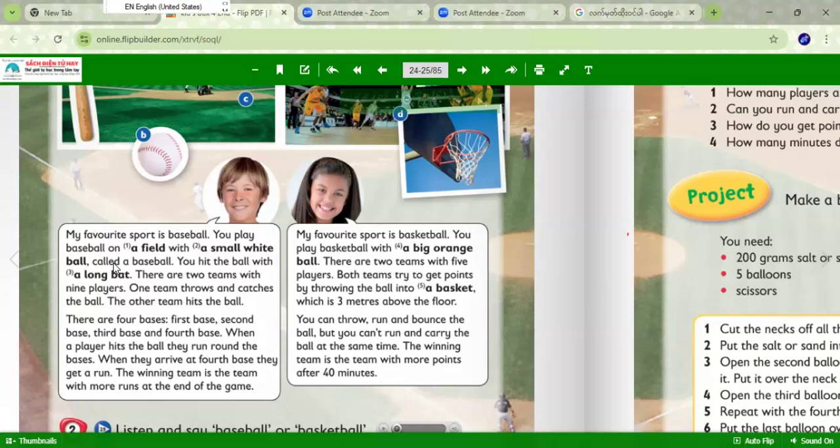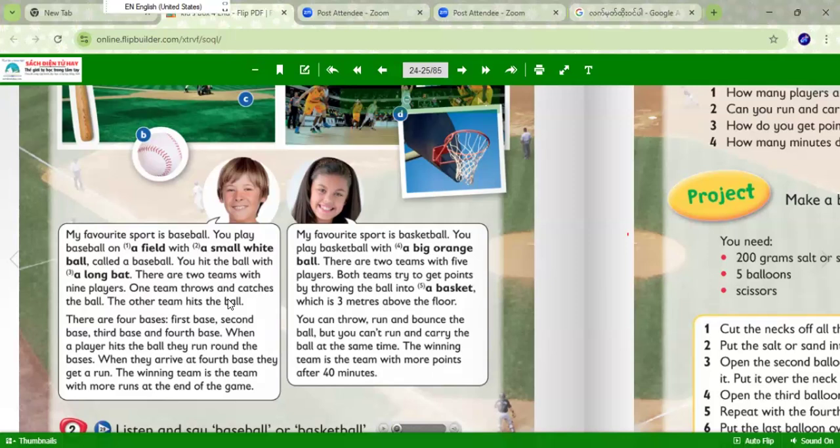My favorite sport is baseball. This is what the boy said. My favorite sport is baseball. You play baseball. He will explain how you can play, the way to play baseball, and the description of baseball. So you play baseball on a field with a small white ball called a baseball. A small white ball we call baseball.